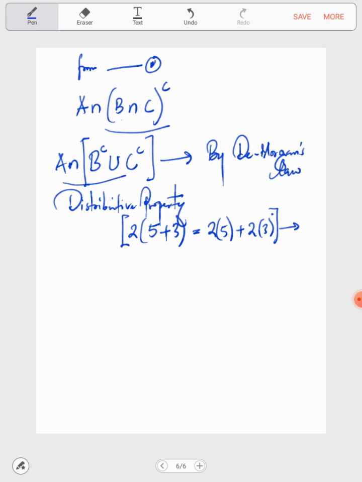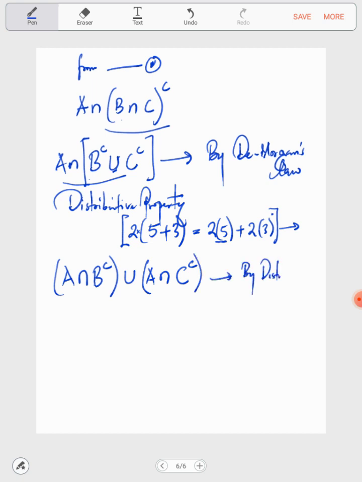So if we want to have this, I can write this as A intersection, just to see this, multiply this, so that A intersection B complement, then what you have in between is addition, so union A intersection C complement. So state it, this is by the distributive property. It allows us to do that.